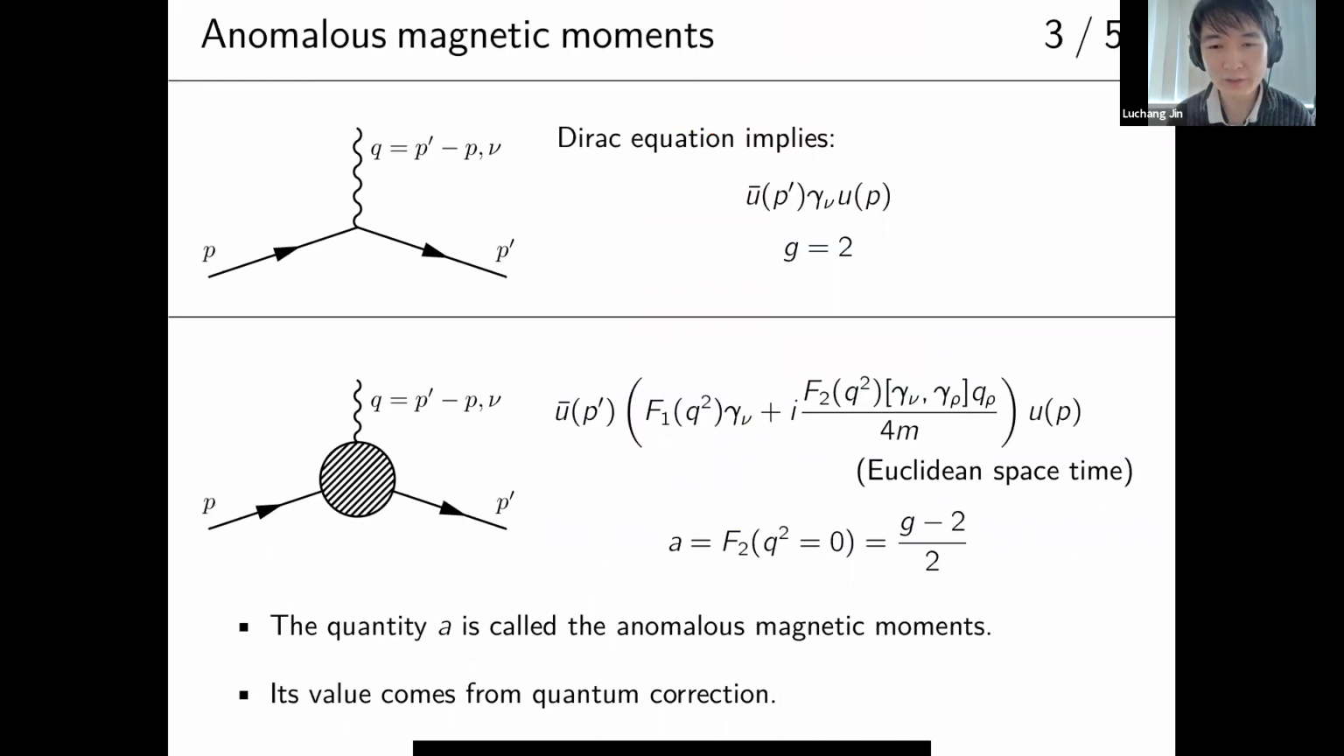So what we are calculating is this vertex function. In particular, this form factor evaluated at the zero momentum transfer limit. We also denote this quantity by a, which is the famous g factor minus 2, divided by 2.